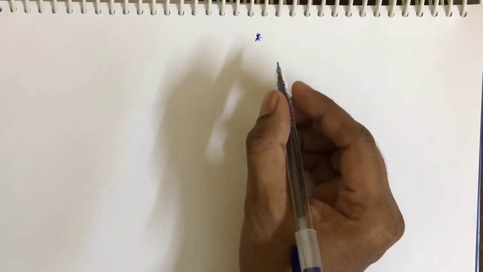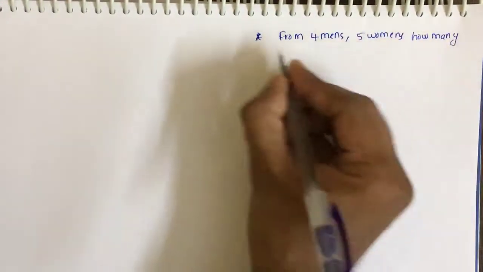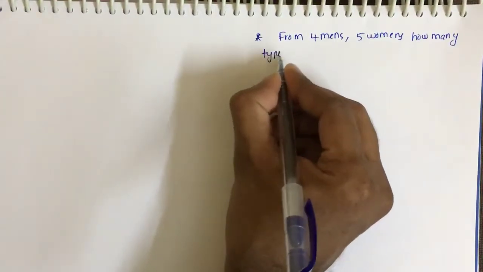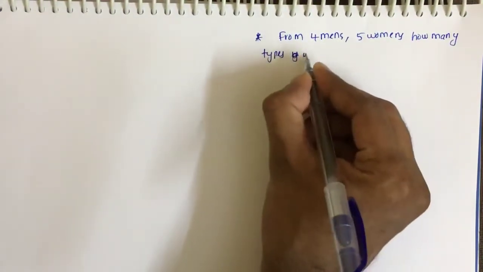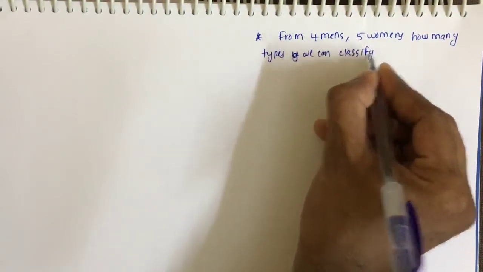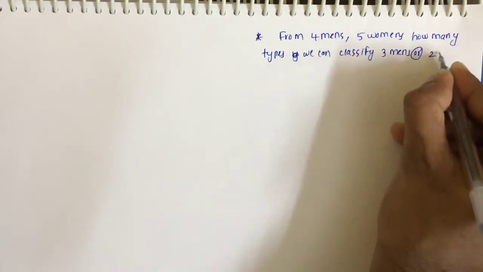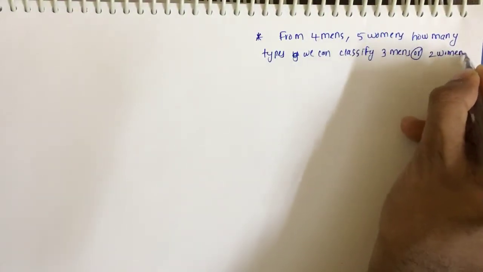Next question is, my video got stopped, so again I'm writing the same question on the next page. From 4 men, 5 women, how many types can we classify 3 men or 2 women? So this is the question.